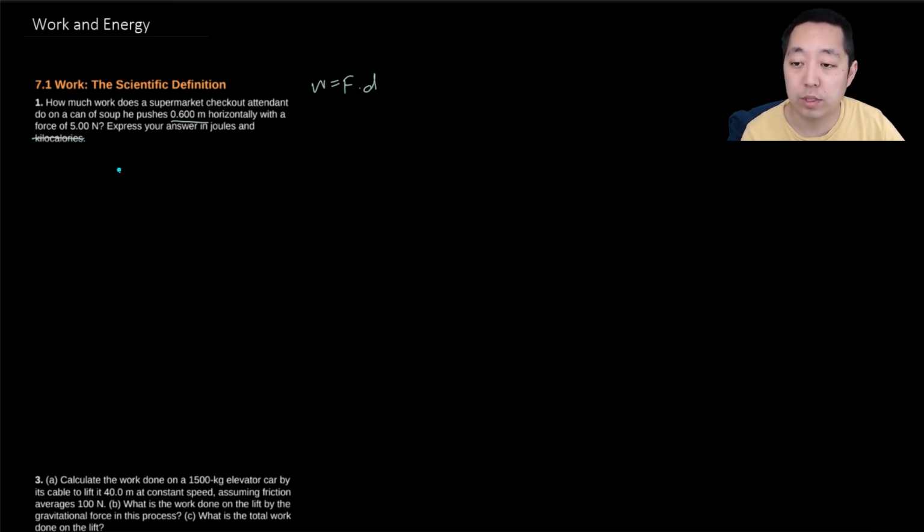Let's not do unit conversion stuff. It's not that important for the AP Physics exam. So in this case, work would be force times the distance over which they applied the force. So 5 newtons of force times 0.6 meters, and that would be 3 newton meters, or joules, which is the unit we use for work.